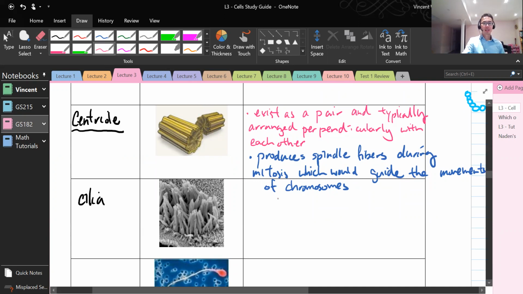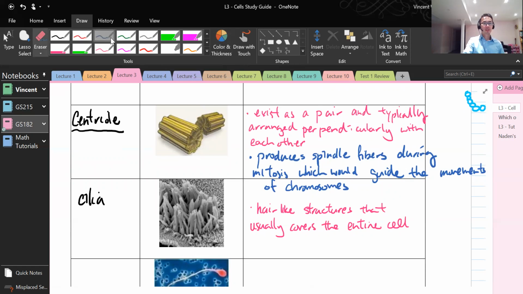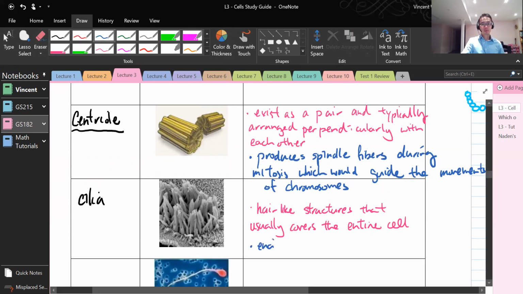Okay. So this is a hair-like structure that usually covers the entire cell. Okay. So what does it do? Enable movements. Okay. Or to move things around.